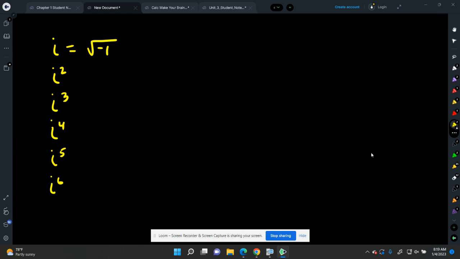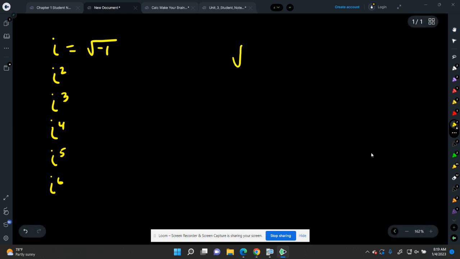I always get students saying, why do we have to have it? Why did they decide that we need an I? Because the fact is the square root of negative numbers occurs, so we have to have some way of handling it. So I is for the square root of -1.